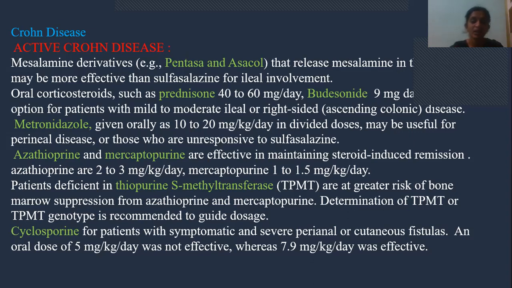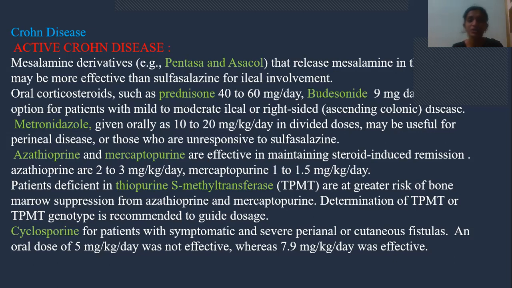If they do not have TPMT, they are at risk of developing bone marrow suppression because of using azathioprine and mercaptopurine. As these are immunosuppressive agents, if the patient has deficient TPMT enzyme, then it will further cause bone marrow suppression. That means blood production will not take place properly. So determination of TPMT or TPMT genotype is recommended to guide dosage. Prior to starting the patient on azathioprine and mercaptopurine, we have to check whether the patient has any genetic defect regarding this TPMT genotype.